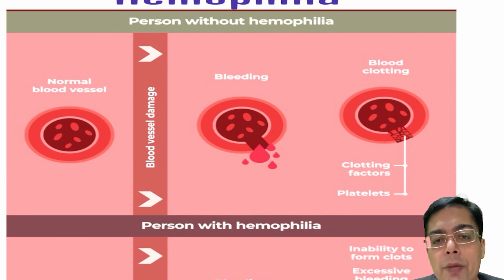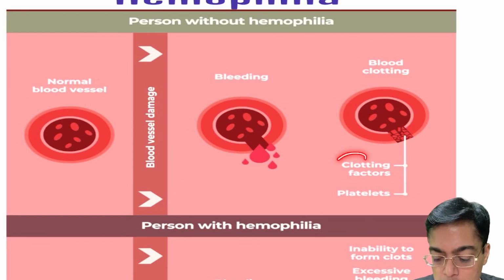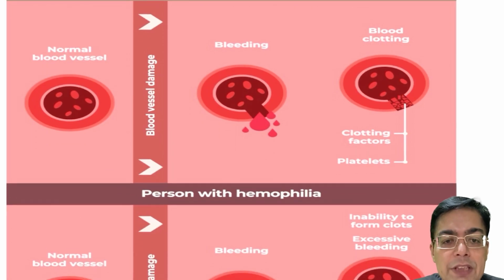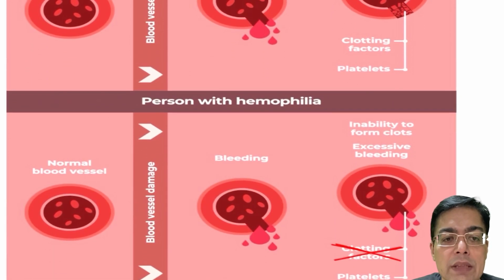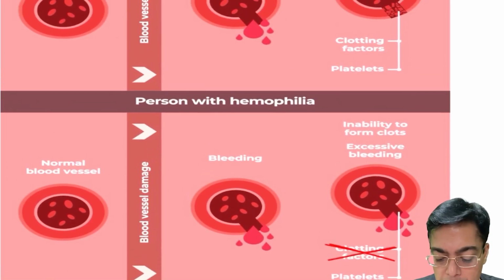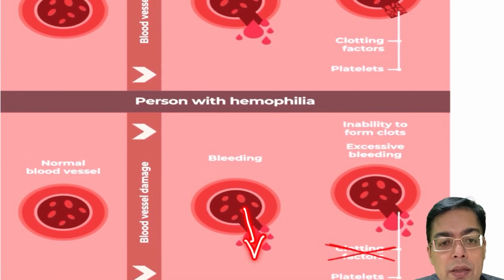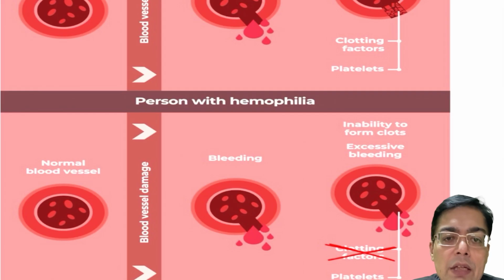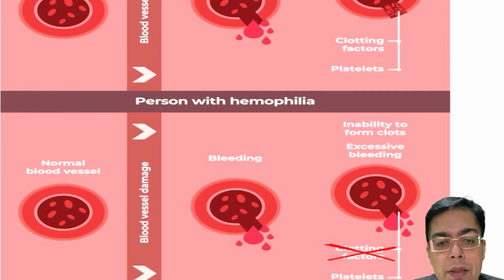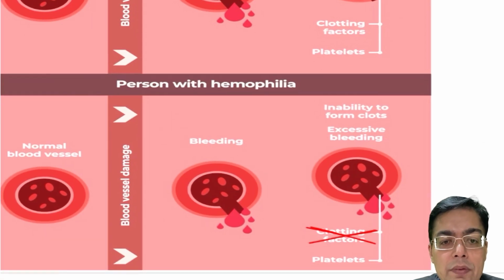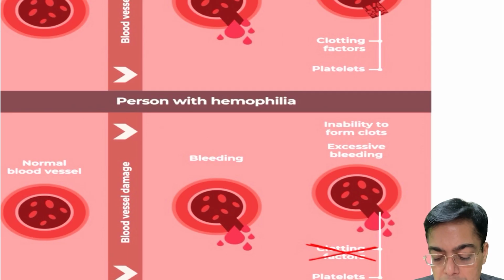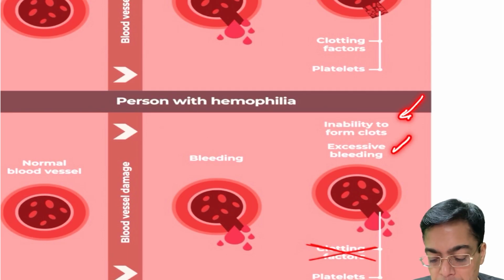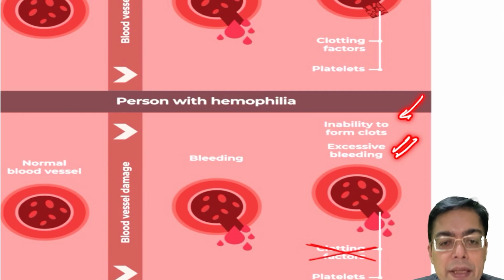In people who have hemophilia, there is a deficiency of clotting factors. If there is a deficiency of clotting factors, it is easy for you to understand, friends, that whenever there is blood vessel damage, initially they will also bleed. But because they have a deficiency of the clotting factors, what will happen? Proper clot formation cannot take place. If proper clot formation cannot take place, they are going to have an inability to form clots. So these patients are going to have excessive bleeding. And that is why these patients are going to have the clinical features because of excessive bleeding.